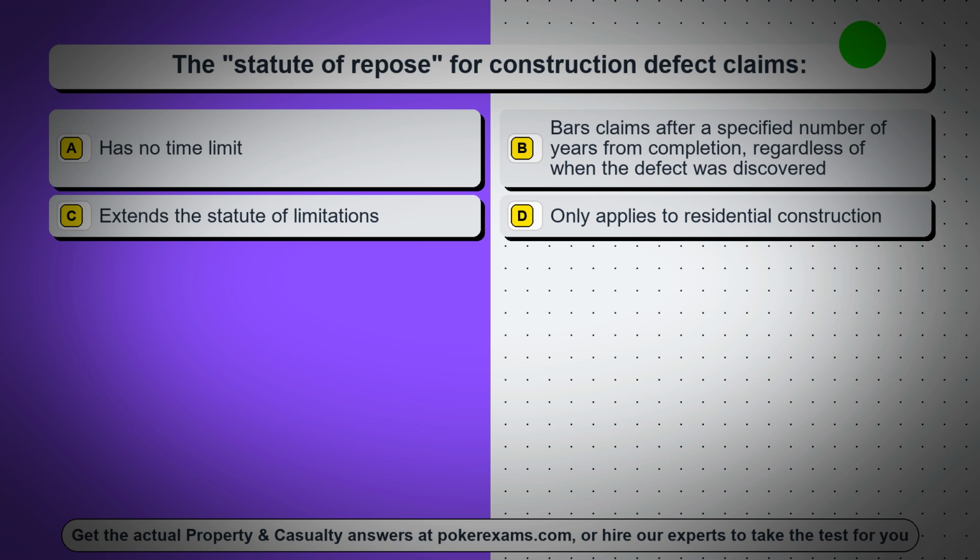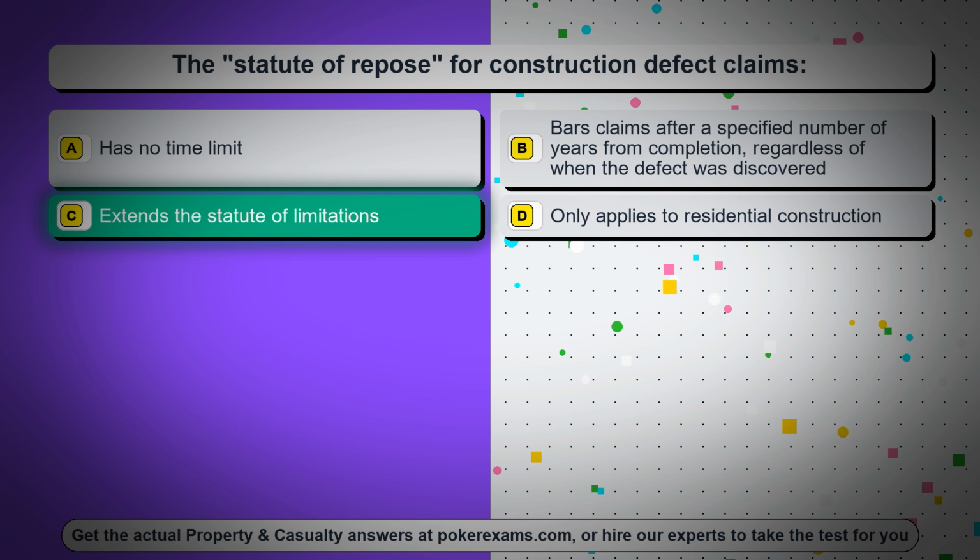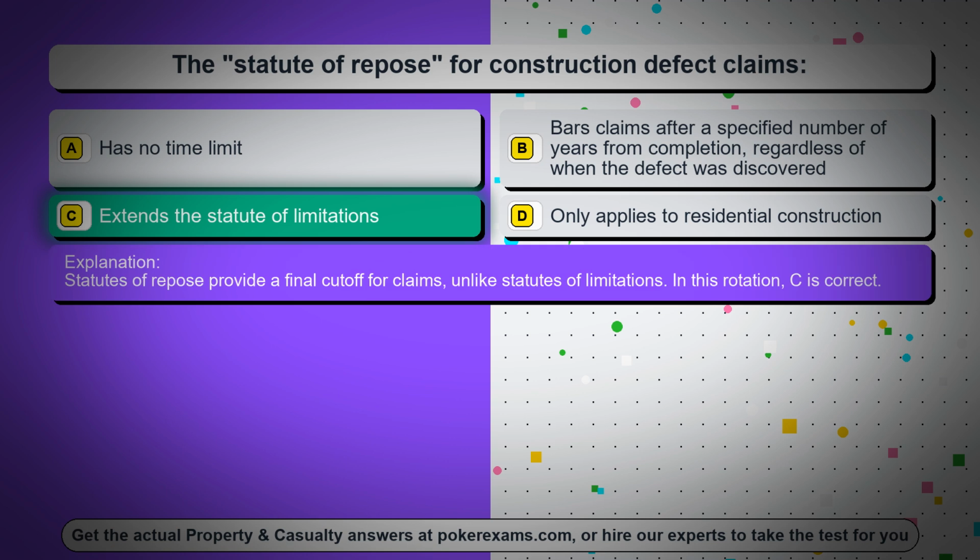Question 73. The statute of repose for construction defect claims: option A, has no time limit; option B, bars claims after a specified number of years from completion, regardless of when the defect was discovered; option C, extends the statute of limitations; option D, only applies to residential construction. The correct answer is option C, extends the statute of limitations. Statutes of repose provide a final cutoff for claims, unlike statutes of limitations. In this rotation, C is correct.